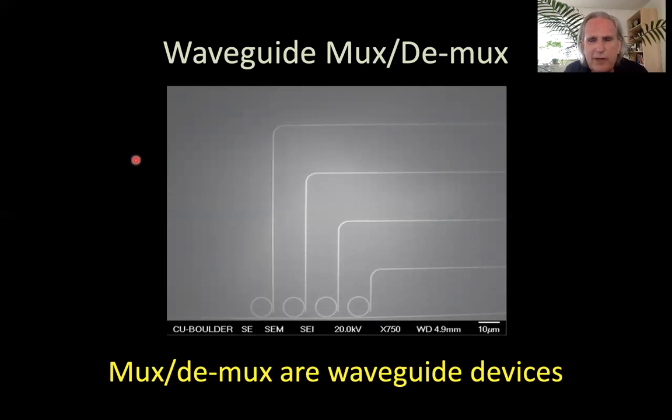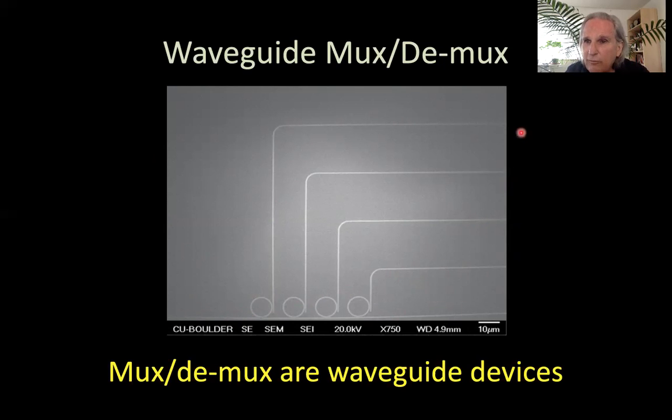This goes back to 2013, I do believe, that we did this. And here we use rings. So the input signal comes along here. If it's at the right wavelength, it gets coupled up here, different wavelengths go in different ones. What doesn't get coupled transmits along here. So this is a de-mux of a multiplex signal coming in here.